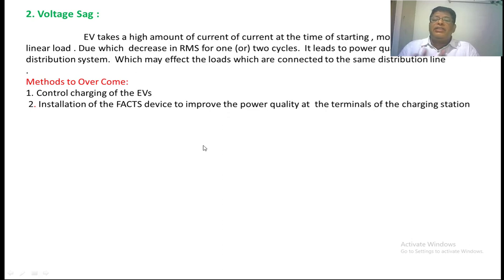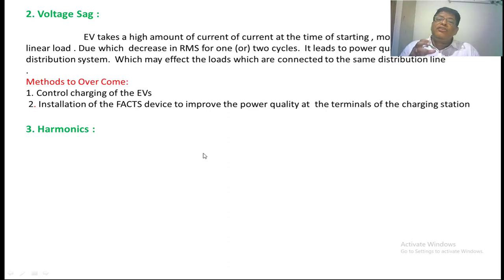By means of the FACTS device also, we can mitigate the voltage sags at a distribution line. The batteries are charging in EV. We know that the current drawn by the EV is a non-linear current. Even if you apply a pure sinusoidal voltage to the EV, it will draw a non-sinusoidal current, which means it consists of harmonics.